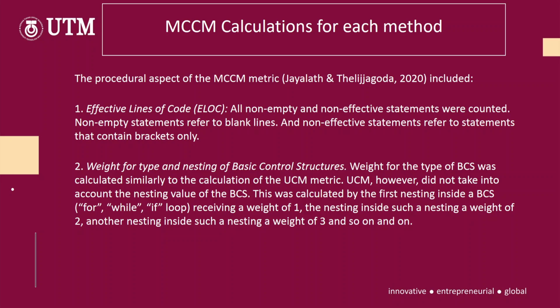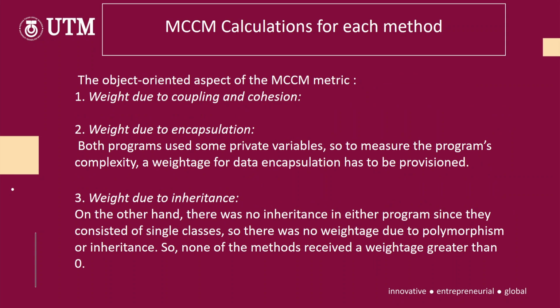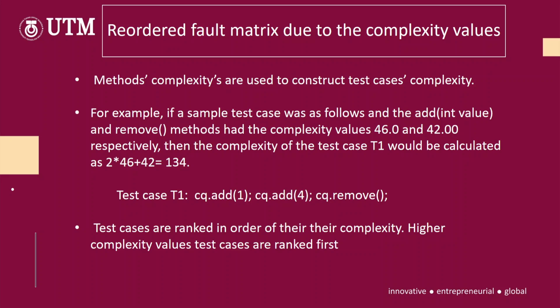The MCCM metric measures the procedural aspects such as effective lines of code and weight for type and nesting of basic control structure. The object-oriented aspect of the MCCM metric measures the weight due to coupling and cohesion, weight due to encapsulation, and weight due to inheritance.